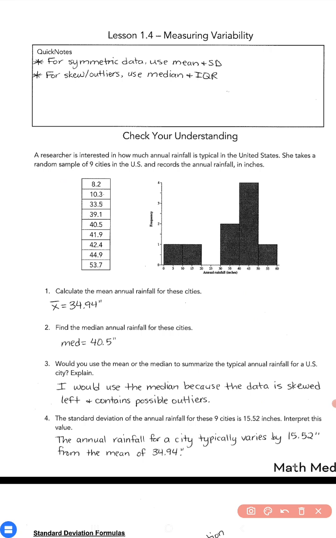How would I get the mean? I would add together all of these numbers, and then I would divide by 9 because there are 9 cities. The median would come from finding the middle number, and these numbers are already in order for me. So if I just start crossing out first and last until I get to the middle, I see that my middle number is 40.5, so therefore that is my median.